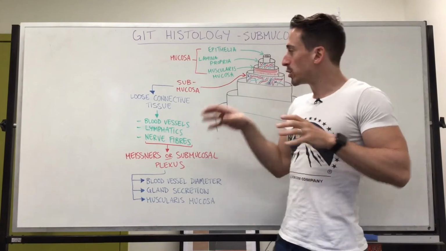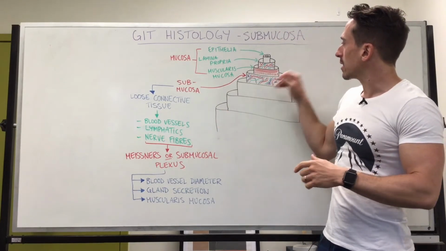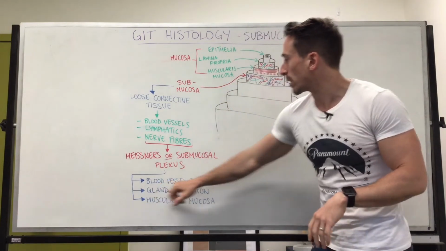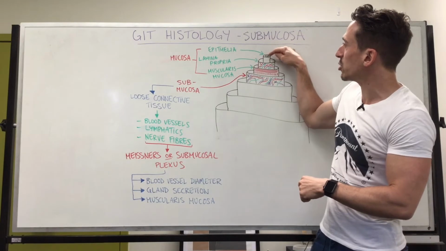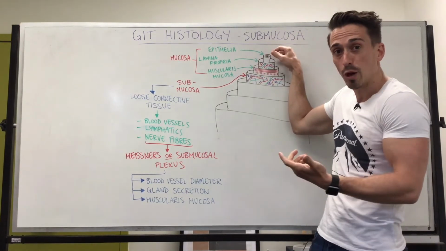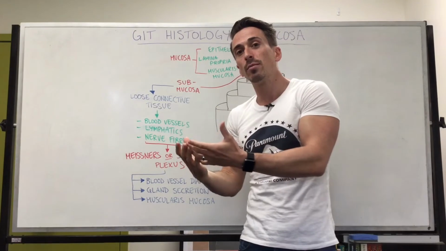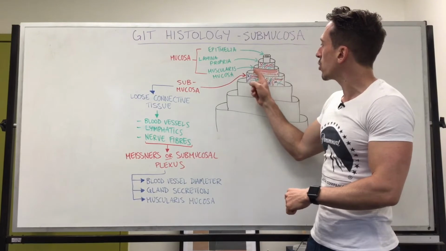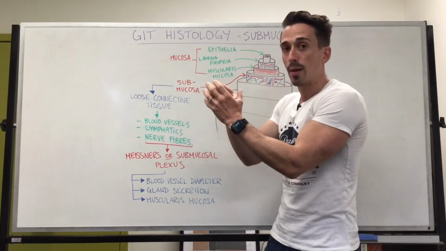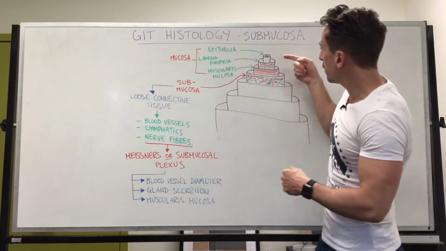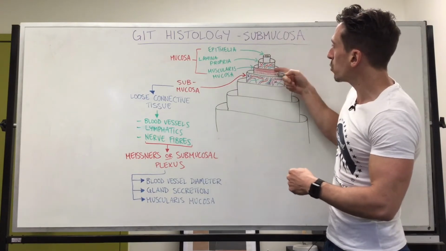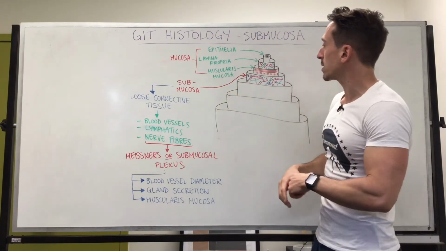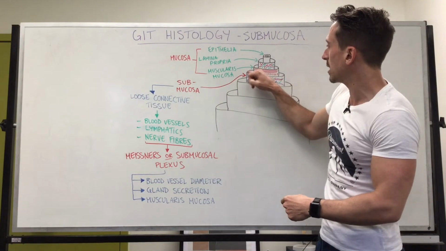What do they do? Well, these nerves innervate the blood vessels so they can change the diameter of the blood vessels. They also tell glands, which are predominantly going to be extensions of the epithelia and lamina propria, to secrete their enzymes or substances that they're producing, and they tell the muscularis mucosa, this circular and longitudinal layer, to change its diameter as well. So in order for the blood vessels, the glands, and the smooth muscle in the mucosal layer to do their job, they need the Meissner's plexus or the submucosal plexus that's present here in the submucosa.